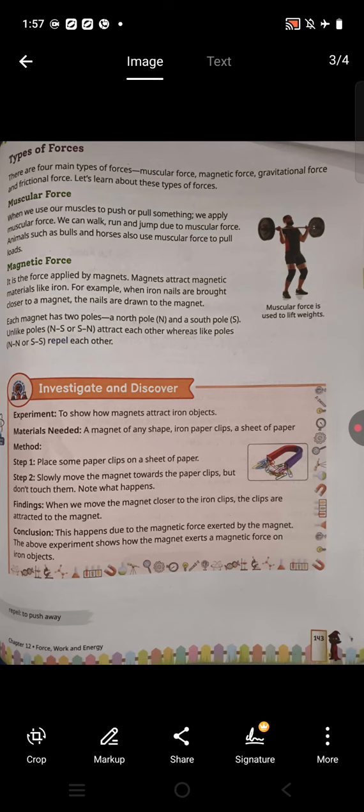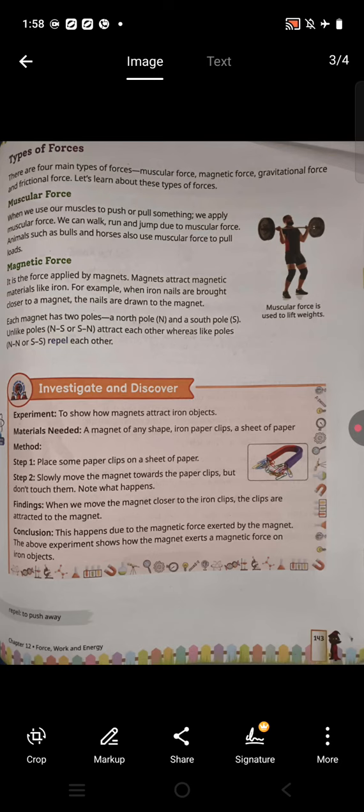Now here an experiment is given. Investigate and discover. So you are a science student, you are a future scientist, so you have to investigate and discover. Let's discuss it. Experiment to show how magnets attract iron objects. The aim of the experiment is to show how magnets attract iron objects.